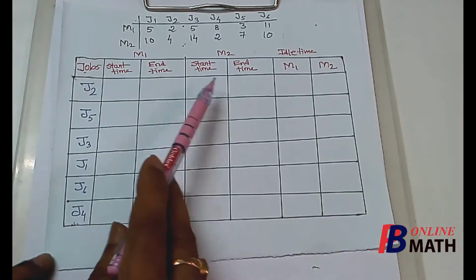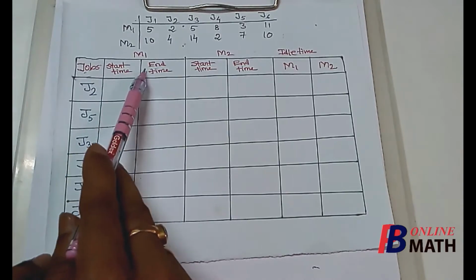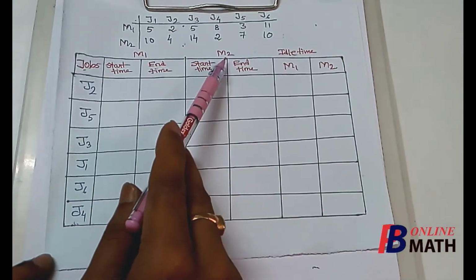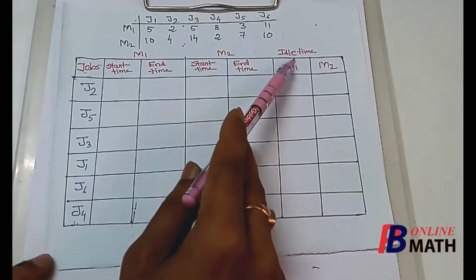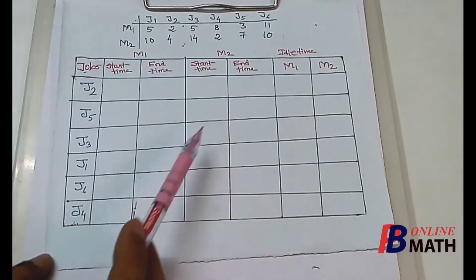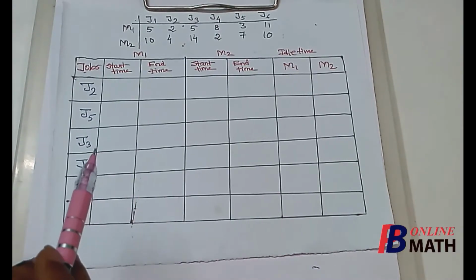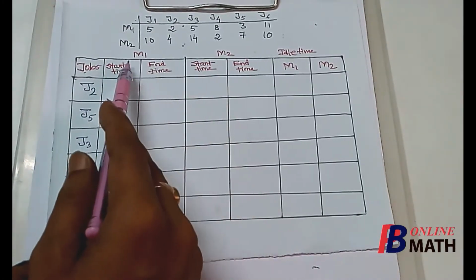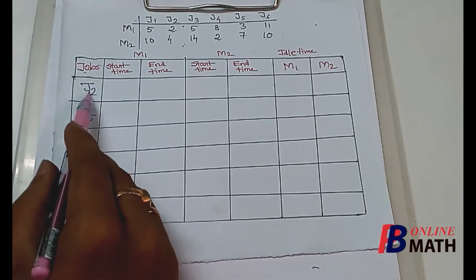Now there are some columns. The first is the start time for each job on machine M1 and the end time for the job on machine M1. Next the start time on machine M2 and the end time on machine M2, and finally the idle time for M1 and M2. So we shall compute this table. Since every job needs to be processed on machine M1 first, then on M2, we have put M1 first and then M2. So let us start. First consider J2.